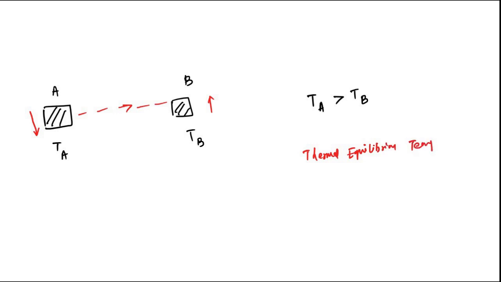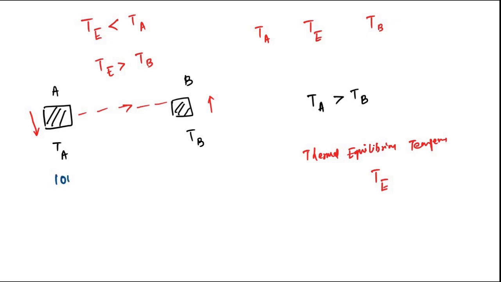Let's call it T subscript E, the equilibrium temperature. The thermal equilibrium temperature is in between TA and TB. It is somewhere in between, in such a way that the equilibrium temperature is lesser than TA, but it is greater than TB.